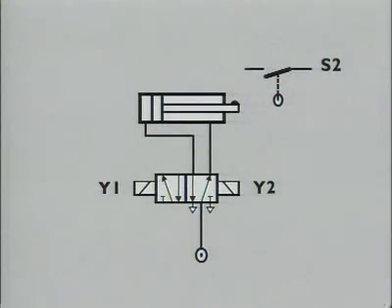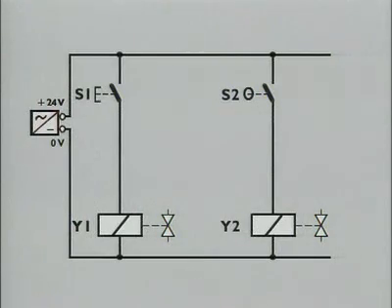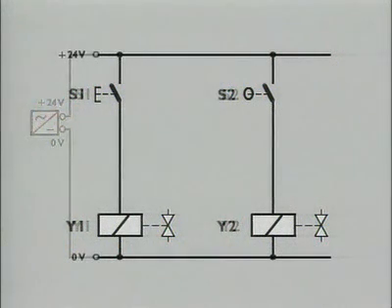The circuit diagram of a comparable pneumatic power part shows the double-acting cylinder and the 5-stroke two-way double solenoid valve. And this is the corresponding electrical circuit diagram. You can see two 24-volt circuits. To simplify the diagram, the circuit diagram does not show the voltage source, in this case the power supply unit.